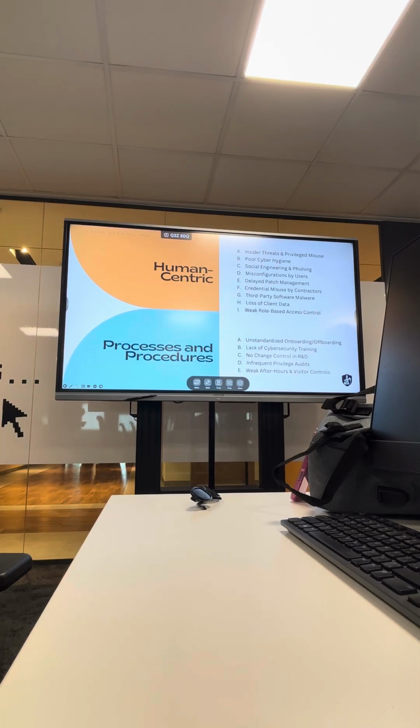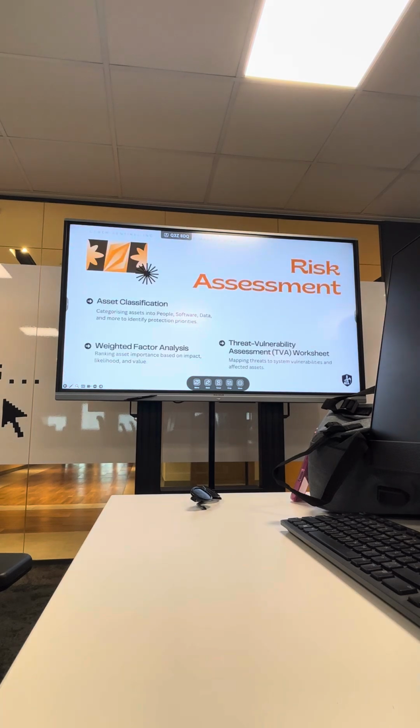a few among these. For processes and procedures, there are also non-standardized processes such as offboarding and onboarding, the lack of training for the employees, the lack of change control in the research and development department, as well as infrequent privilege audits for the entire business operations. Moving on to the risk assessment of all these identified threats, we have Mr.